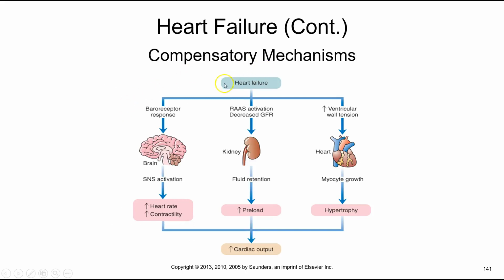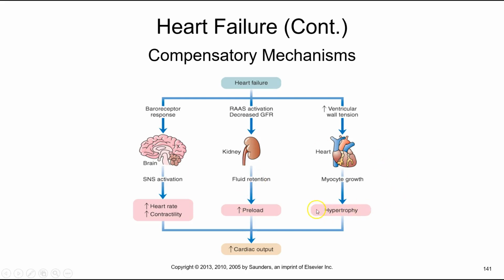Now, to compensate for heart failure, your body's going to do a lot of things. Your body is going to try to increase your sympathetic nervous system activation to increase your heart rate and contractility. And that's going to help increase cardiac output. You're going to have RAS activation, renin, angiotensin, aldosterone system is going to help with fluid retention, which will help with preload. Remember, preload is how much blood flows into your heart from the system, and that is going to impact your cardiac output.